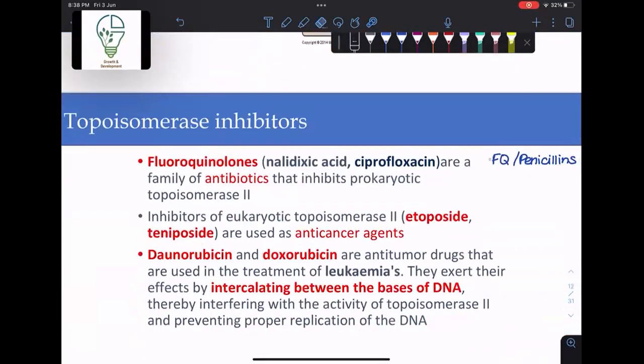Once DNA replication is affected, the bacterial cell cannot replicate, and therefore it can die. It will stop replicating, which gives enough time for our immune system to act and kill the bacteria. Okay, so this is a very important function of a medication that you need to know.